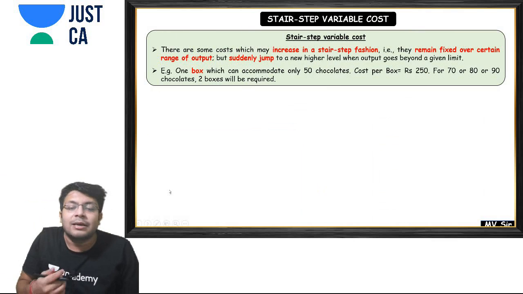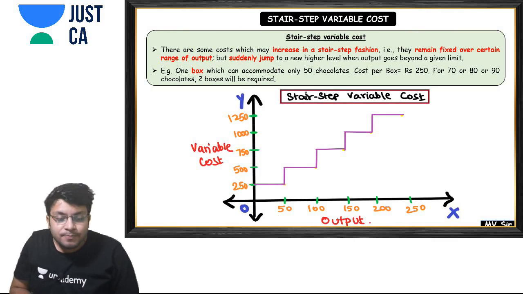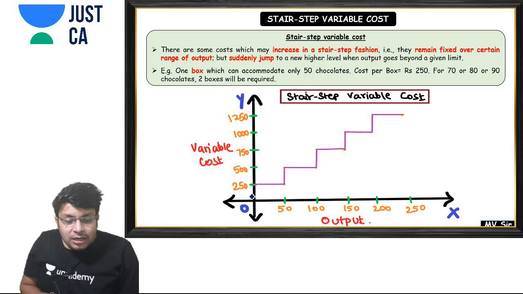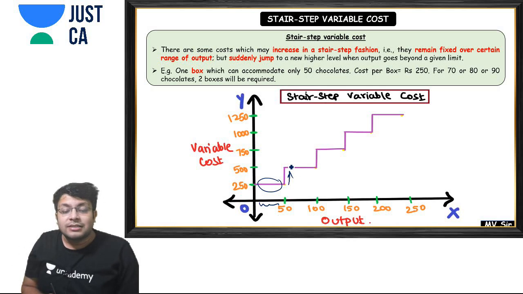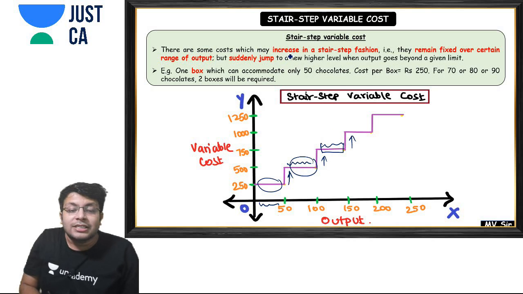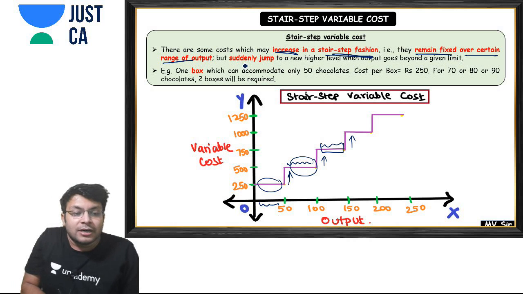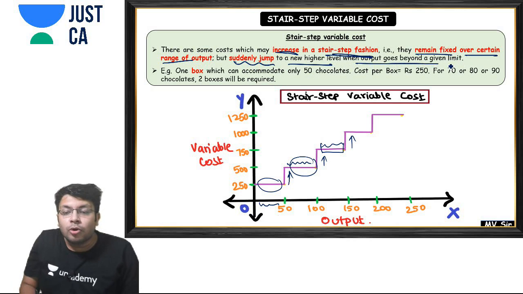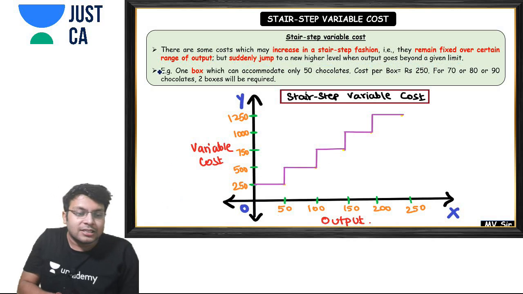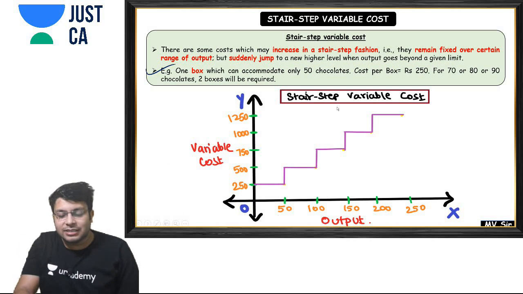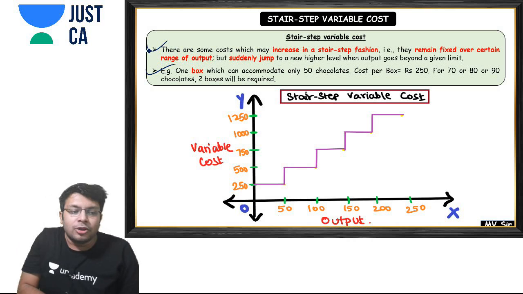Then comes, my friends, stair-step variable cost. What happens over here? Up to a certain level, your cost remains fixed, then it increases. Then up to a certain level of output, it remains constant, then it increases again. So see, here your cost increases in a stair-step fashion. They remain fixed over a certain range of output, but suddenly jump to a new high level when output goes beyond a limit. For this, I had given a very interesting example of box and chocolate in my regular lectures. So for timing, you just remember this first line.